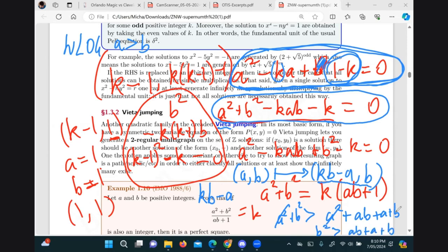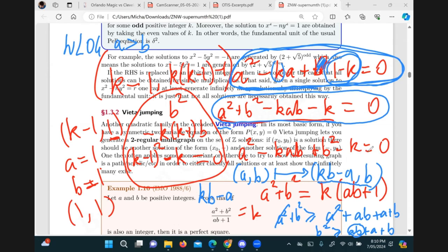So A is bigger than B, right? So B squared is not bigger than AB. That's impossible. Actually, put it greater than or equal to, because I think you might need it. I'm not actually sure, I'm just being safe. But the point is that KB minus A is indeed less than B.